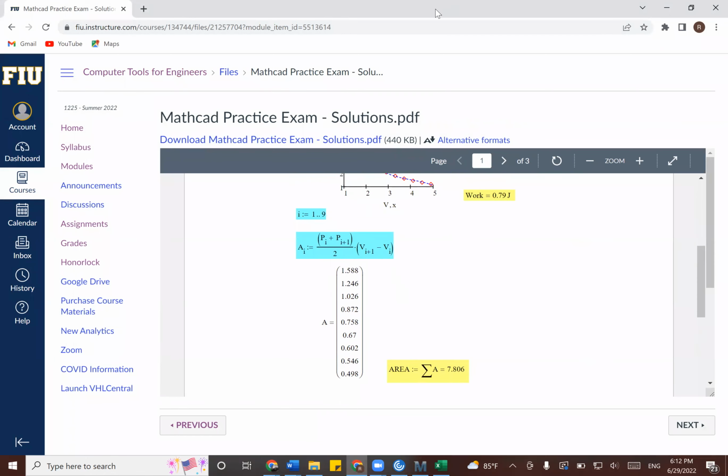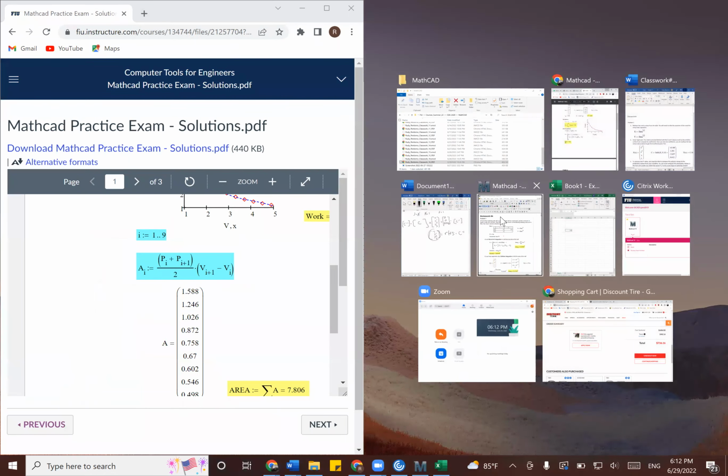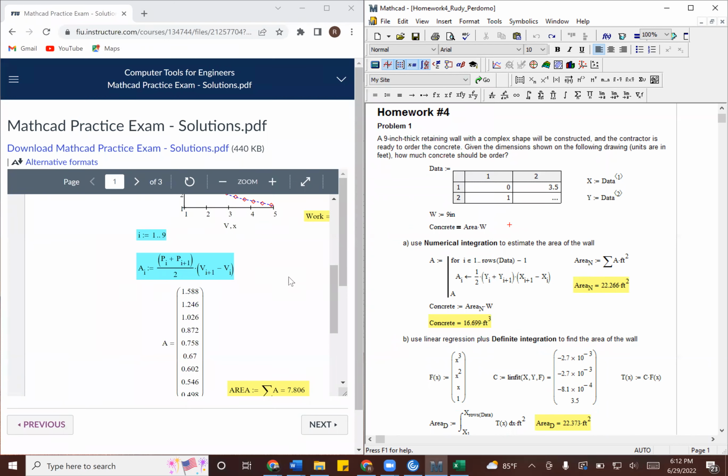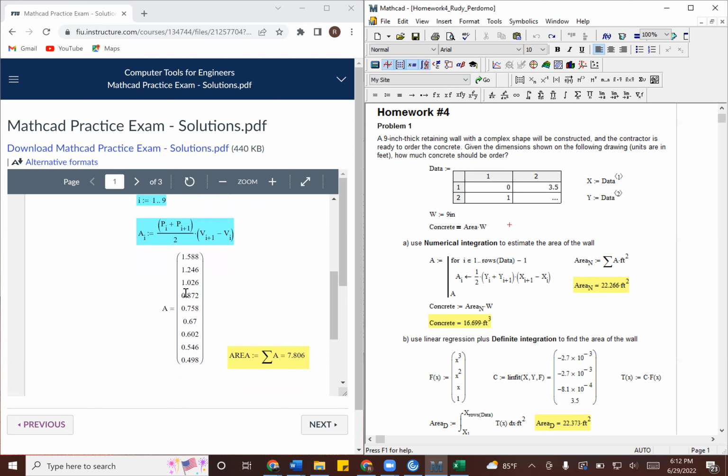So what she did here. So you could do what she did here. Use numerical integration. Pretty much use the same exact formula, but on here, using the X and Y. And then, so for this one, I did area N using numerical integration. So that's what the N's for. Set that equal to the sum of the vector you get from this. So the vector, and then you get this, right?